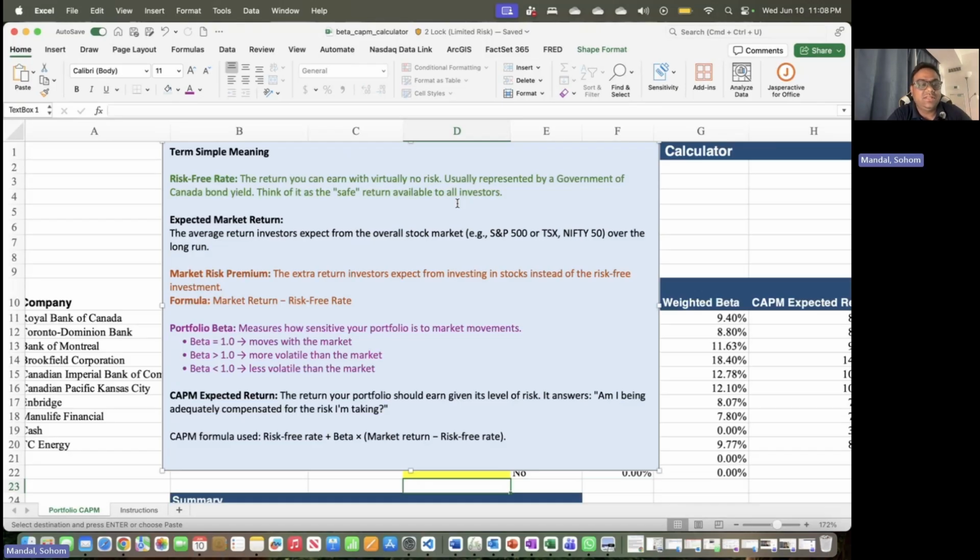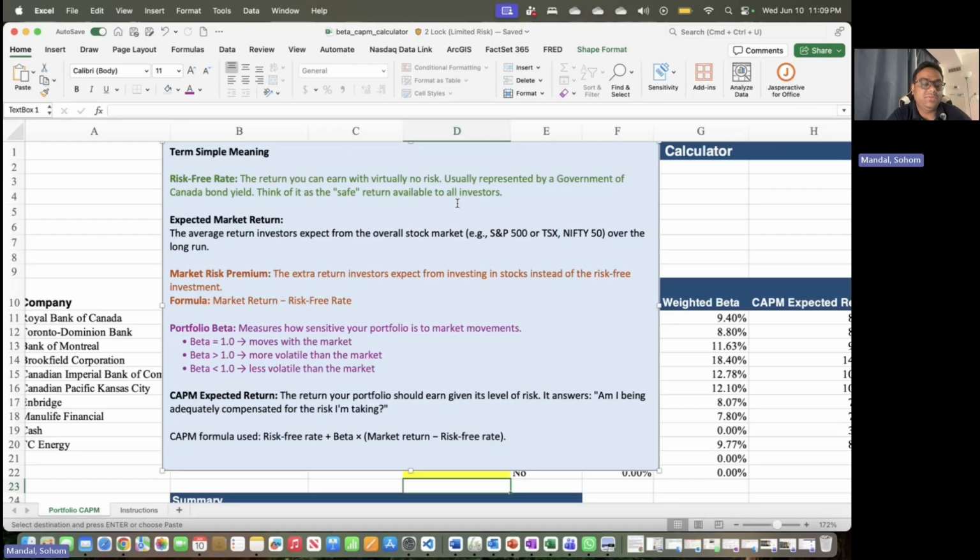So you give the money, it might have 3% returns each year, and they will give you that money. In Canada, it's sometimes called a GIC, guaranteed income. Next, expected market returns: the average return investors expect from the overall stock market. If you follow the S&P 500 over the long run, then how much you get, that's basically the market return.